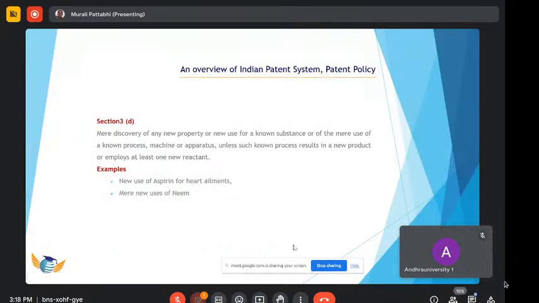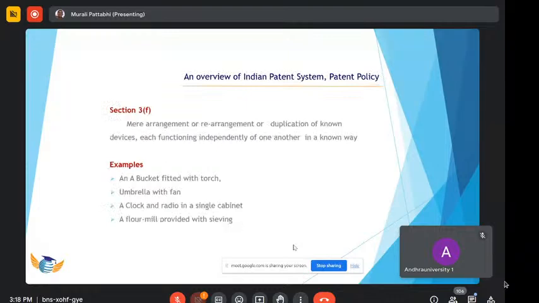And we discussed about this as well. Aspirin is normally used for headache, and sometimes if I say there is a new use for heart ailments, I might get a patent. But here in India, you will not be given a patent for new use. In the US, you might get a chance to get a patent if it is not disclosed before. And if you see 3F, you can understand the objection.